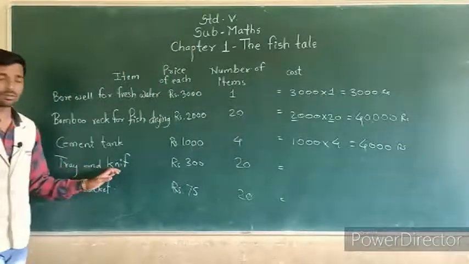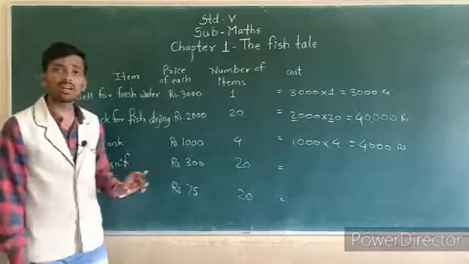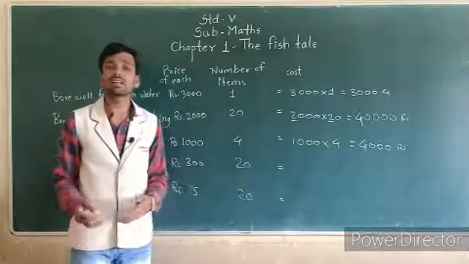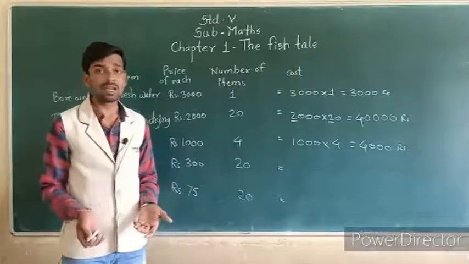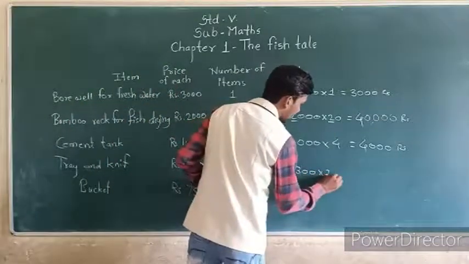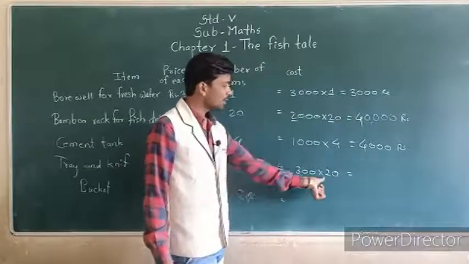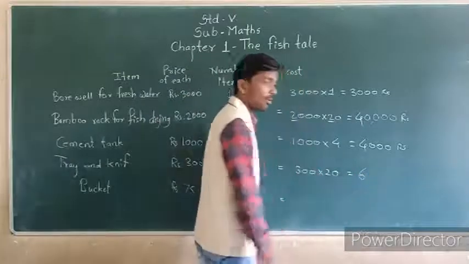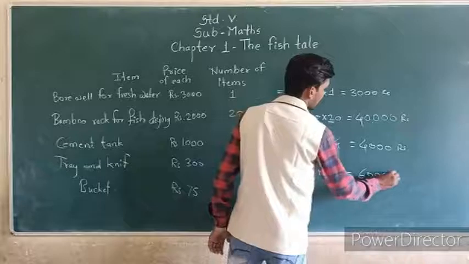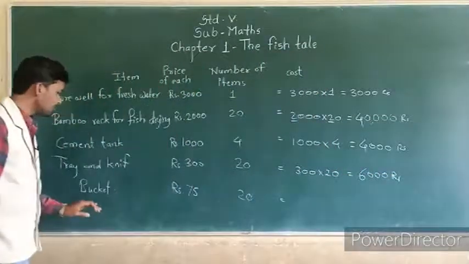The fourth one, tray and knife. For one tray and knife, the price is 300 rupees. And 20 items they require. So you multiply these two: 300 multiplied by 20. This is simple multiplication. I will multiply 3 and 2. 3 2s are 6. How many zeros are there? 1, 2, 3. Write 3 zeros. It is 6,000 rupees.